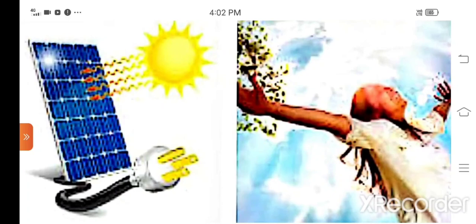Yes, friends, the solar power is used to generate electricity. You know, dear friends, solar power is used to generate electricity, and you know that the solar energy is a very pollution free fuel. Dear friends, you must have heard about the solar cooker. The solar cooker is used to cook food, and this is a pollution free fuel.